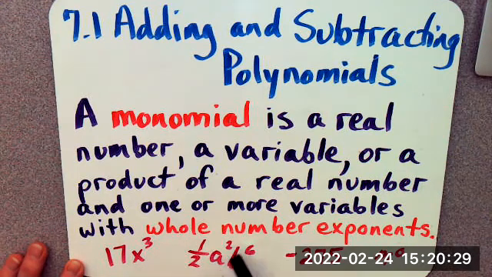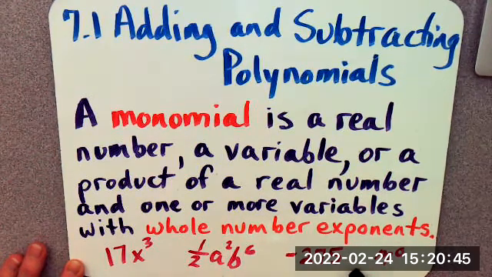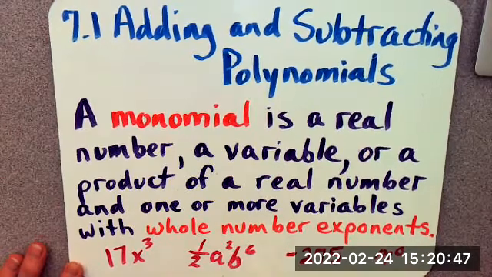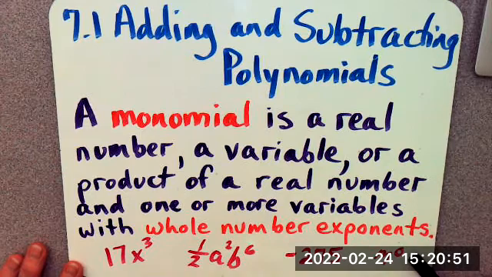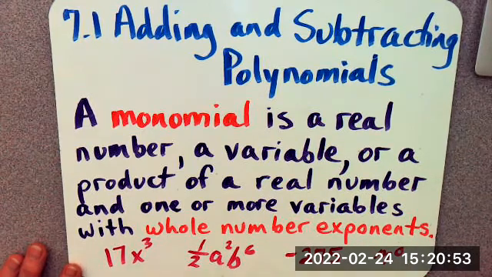1/2 a squared b to the 6, that's a monomial. It's okay to have a half for a coefficient. It's okay to have a negative number as long as the negative's not in the exponent. So negative 275 is a monomial. It's also a constant. M to the 0, that's a monomial, okay?